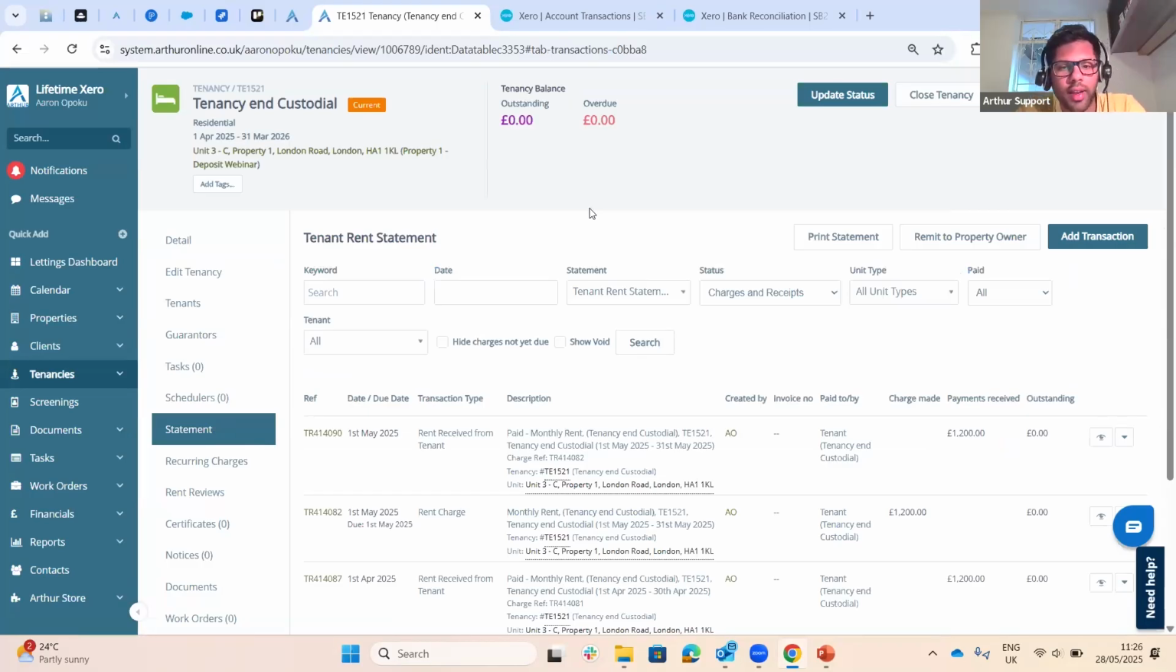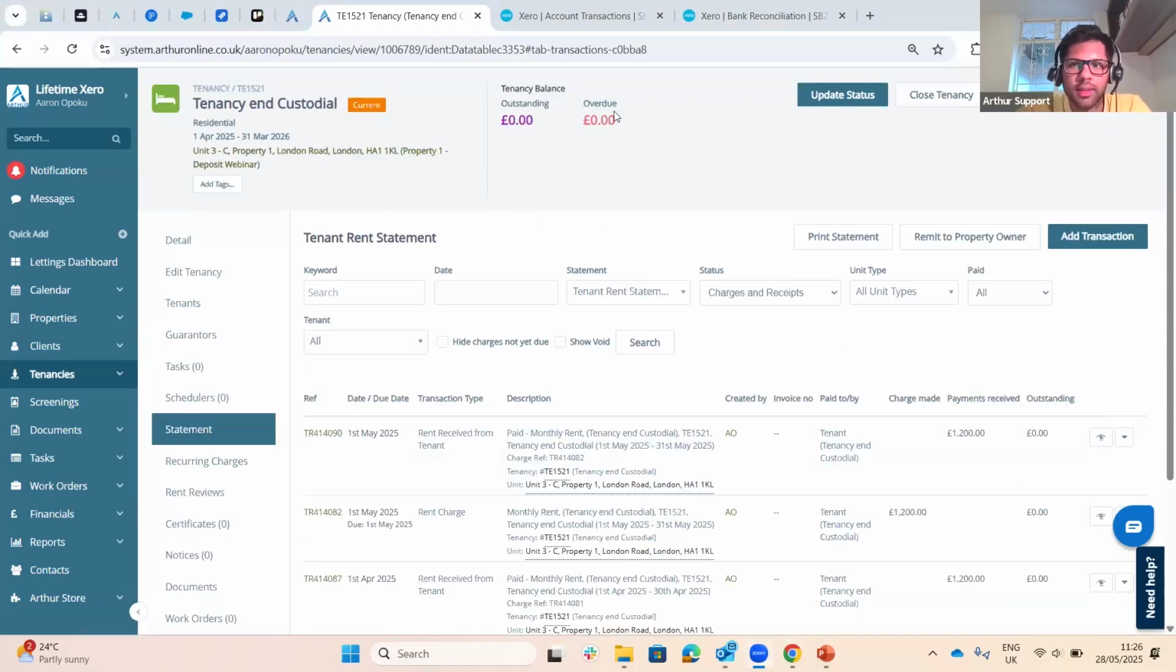So we do have to reflect that in Arthur, because with the custodial scheme, the money is not being paid from your bank account to the tenant. The deposit is being held with the custodial scheme, so they will be refunding it back to the tenant directly. But we still have to follow the closing tenancy process and show that money was sent from the custodial scheme to the tenant and account for any deductions and any claims that you may have from the deposit.